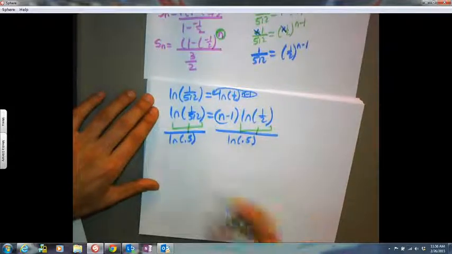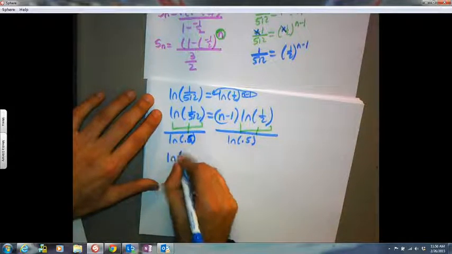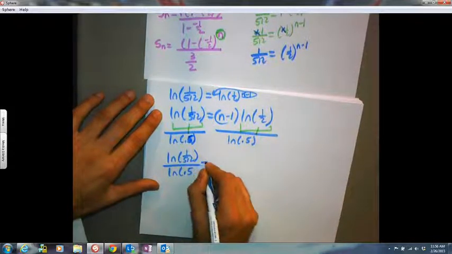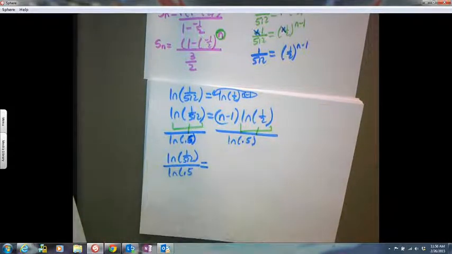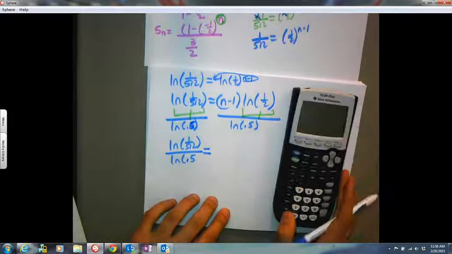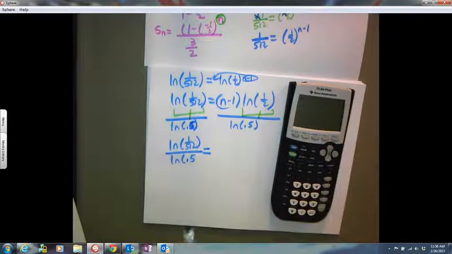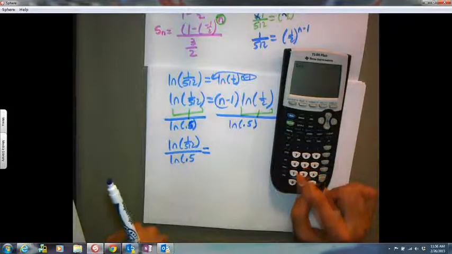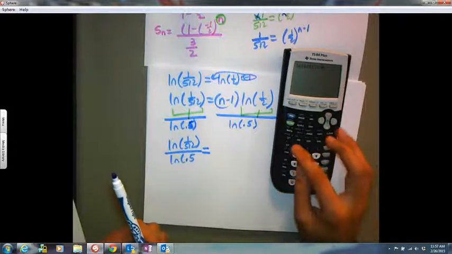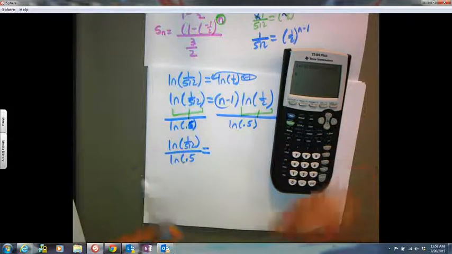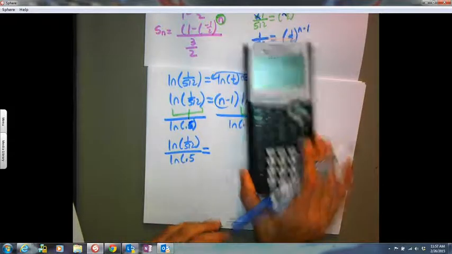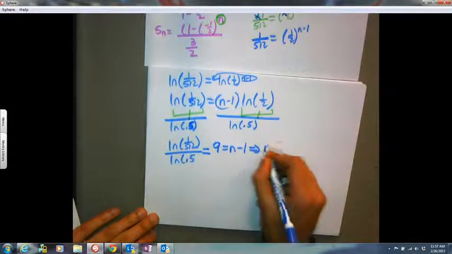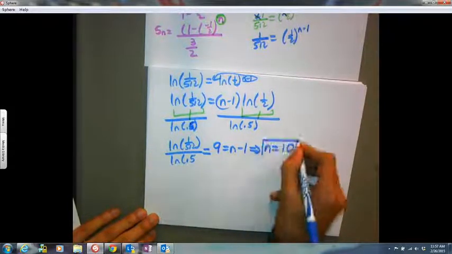.5 is the same as 1/2. And we can do this on the calculator: ln of 1 over 512. So you will need your calculators here for many of these problems, so please get those out. So we need ln of 1 over 512 divided by ln of 0.5. I'm getting 9. Please verify you're getting that. That equals n minus 1, so n equals 10.